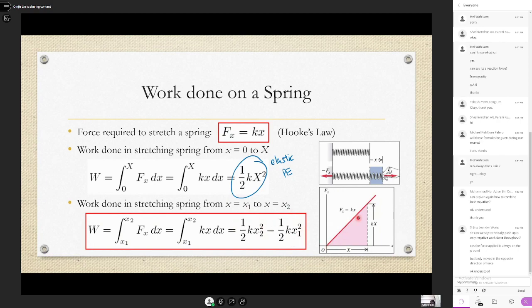If you stretch the spring, the energy at the final value should be a higher value. Then you minus the initial one, right? The difference in energy must be the work done you do to the system, correct? This is the amount of energy you supply to the system. So the last box here is actually a conservation of energy.